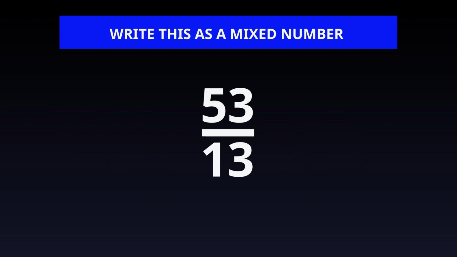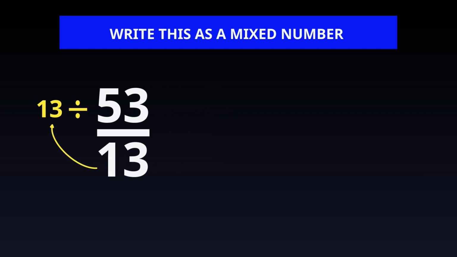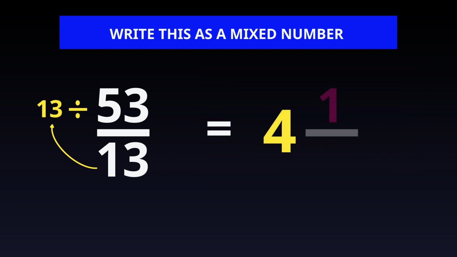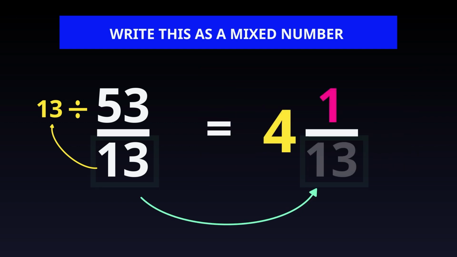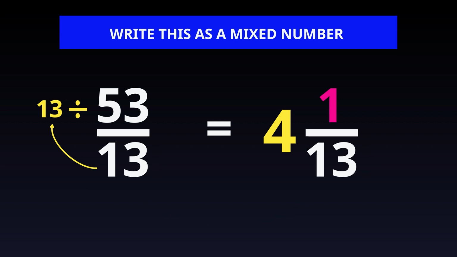Now, can you write 53/13 as a mixed number? What we need to do is to divide 53 by 13. We know 13 times 4 is 52. So, there is a remainder of 1. Our mixed number is 4 and 1/13. Great stuff, that was easy enough.